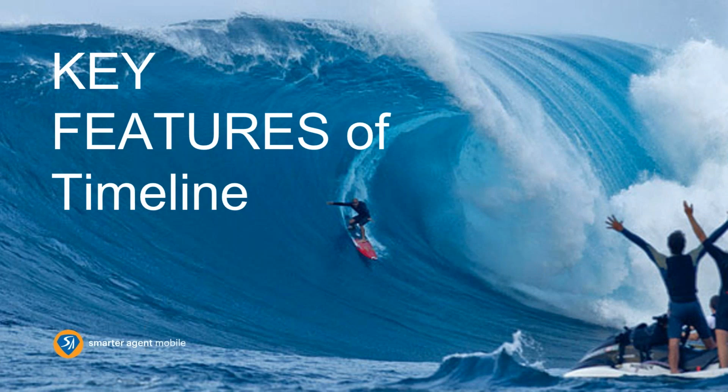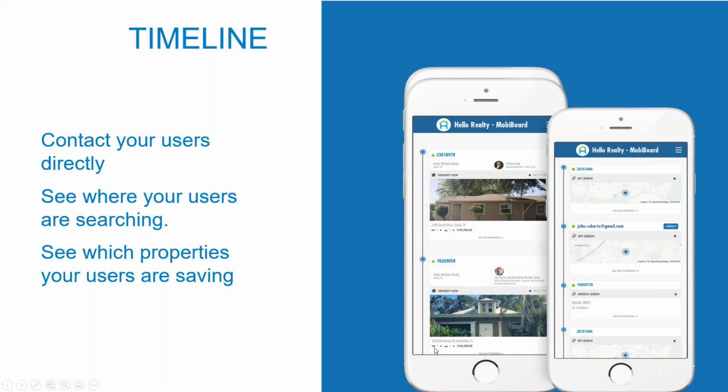Well, first of all, we can see whether they create an account or not. We can see where users are searching. So we can see on a map where people are searching. But if they've created an account, we can actually see who it is. We can see what properties they're saving, and we can actually contact them right from the timeline. Let me show you a couple of screens of that.